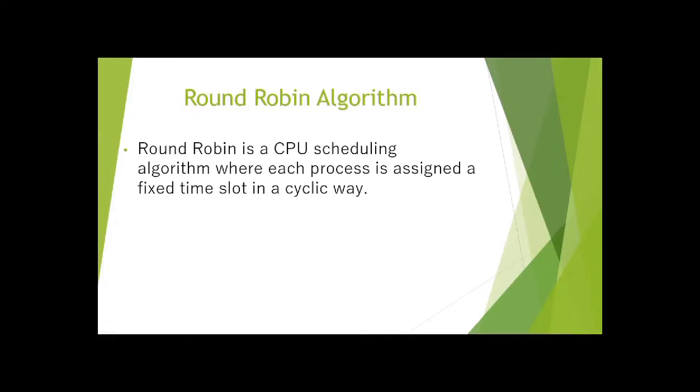Before I start, what is round robin algorithm? Round robin is a CPU scheduling algorithm where each process is assigned a fixed time slot in a cyclic way. Ibig sabihin, every process, binigyan sila ng time limit to execute at the CPU.